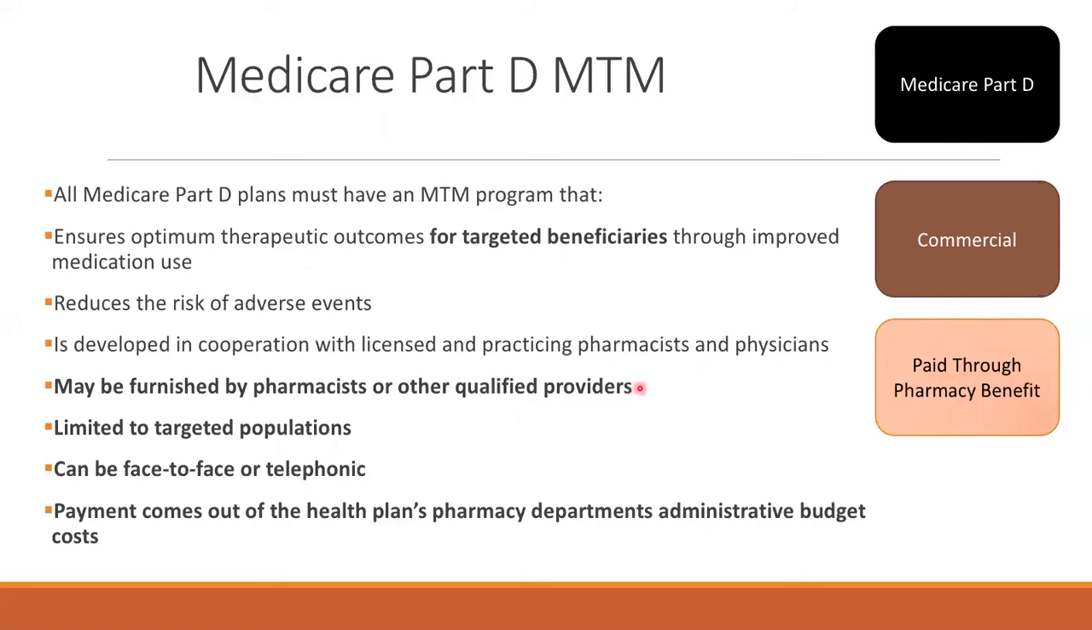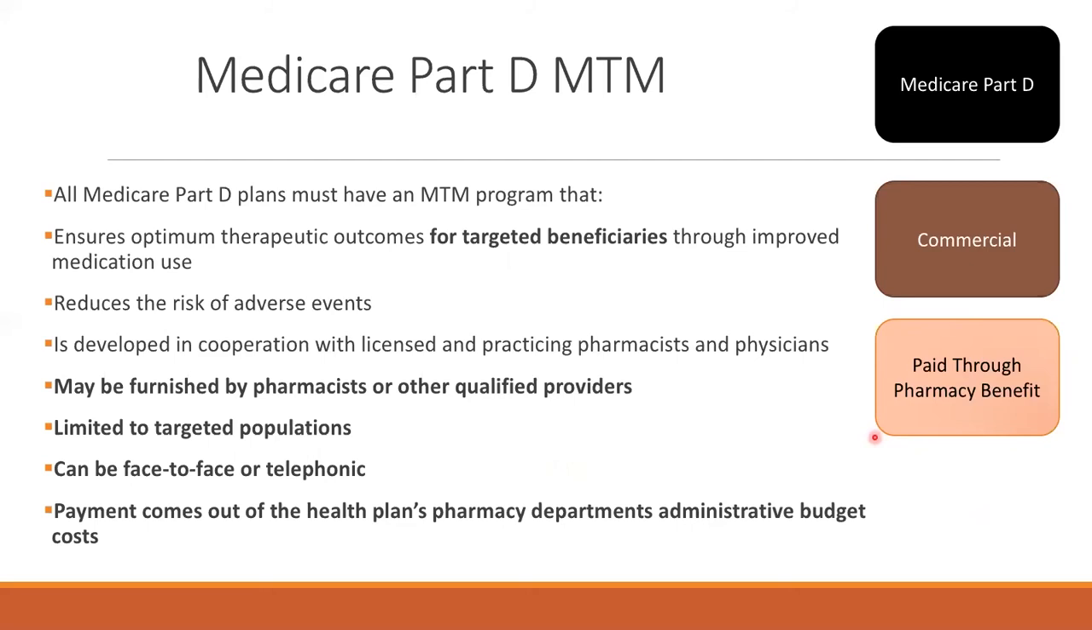So we're talking common disease states like diabetes. There's actually about 12 of them, core ones that we can choose from, and several mandatory disease states that we have to include in our Part D submission to CMS for approval. Part D MTM doesn't specifically use a CPT code. The services can occur face-to-face or telephonic. And payment comes out of the health plan's pharmacy department's administrative budget costs.